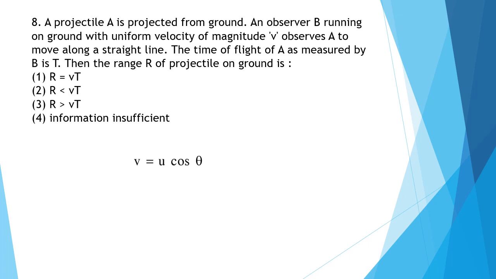Now to find range, we know that range is equal to u cos theta into t, where t is the time period. And the time period of the projectile as measured by B is also the time period of the projectile itself. So R is equal to u cos theta t, but u cos theta is equal to V. So R is equal to Vt. That means the correct answer is option 1.